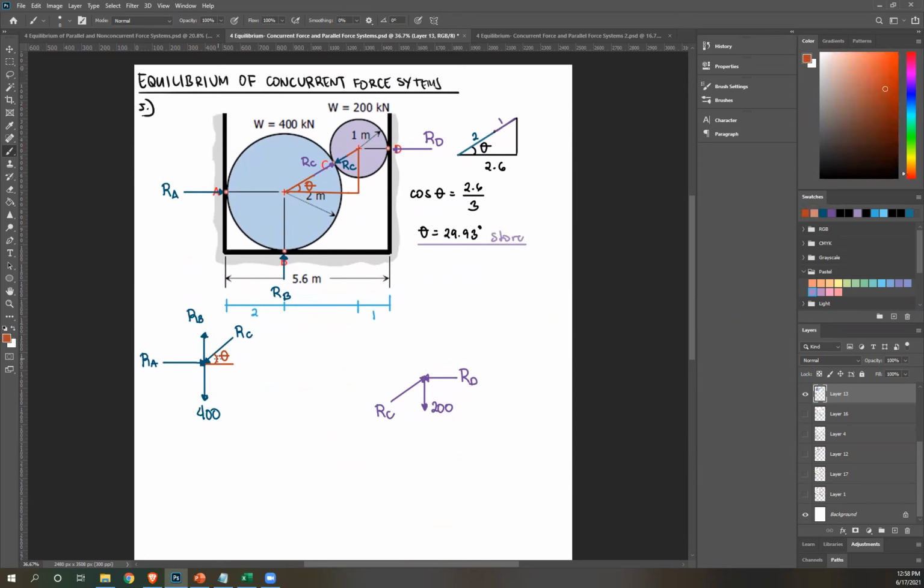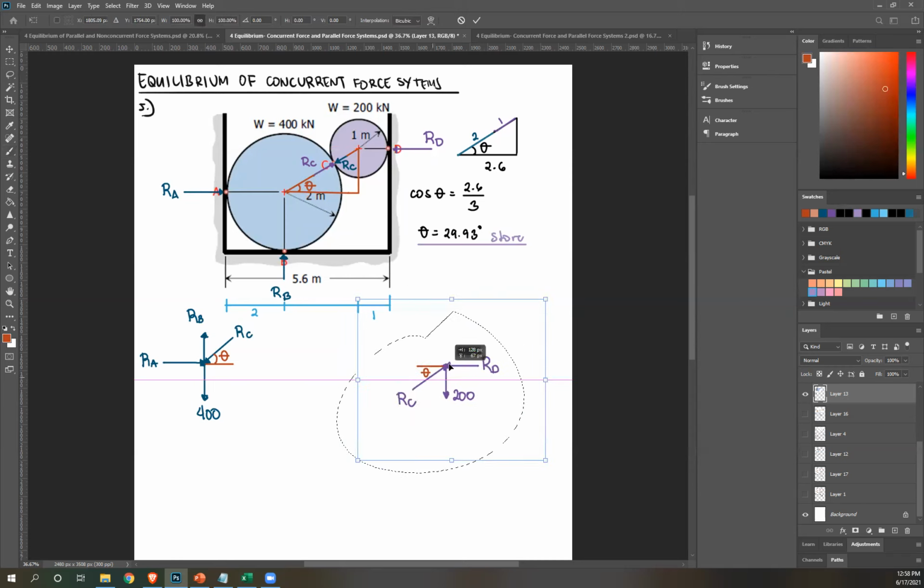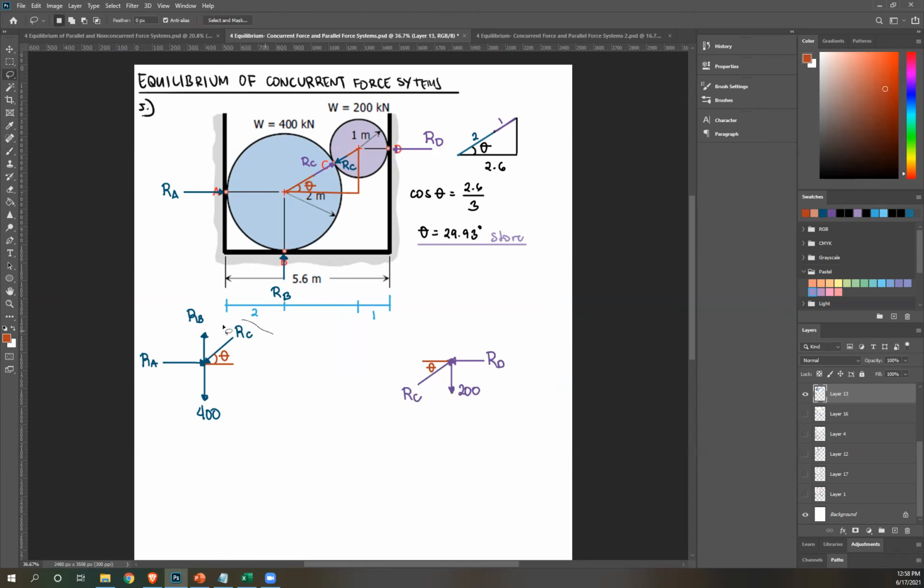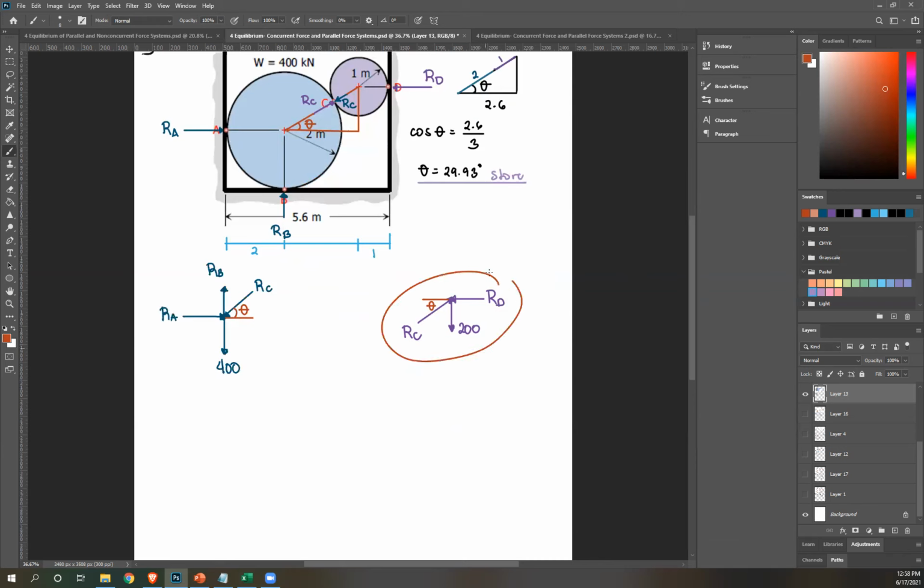This is theta, and this theta is this, right? Alternating interior angles, so this is the same here. So this is also theta. So now decide which free body diagram we need to work with. Is it the blue or the violet? If you analyze, the blue one has 1, 2, 3 unknowns. The purple one has only 2 unknowns. So we're going to start with the least amount. I'm going to start here.